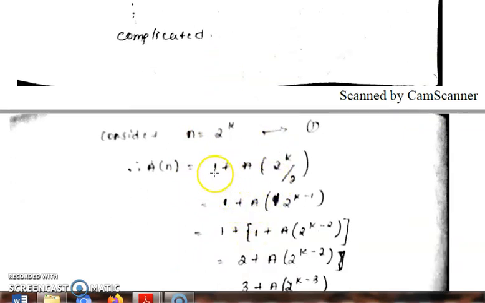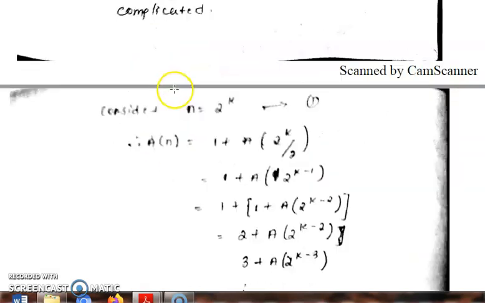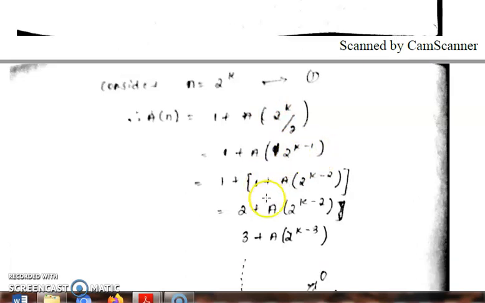So here we have applied 1 plus a of 2 raised to k by 2. As you know, this is the n value, we have substituted it as 2 raised to k. So it becomes 2 raised to k by 2. So 2 raised to k by 2, according to the rule, becomes 2 raised to k minus 1, a of 2 raised to k minus 1. So now we can further simplify very easily. Next step, for this we will again apply the substitution method. So it becomes 1 plus 1 plus a of 2 raised to k minus 2. So 1 plus 1 is equal to 2, plus a of 2 raised to k minus 2.